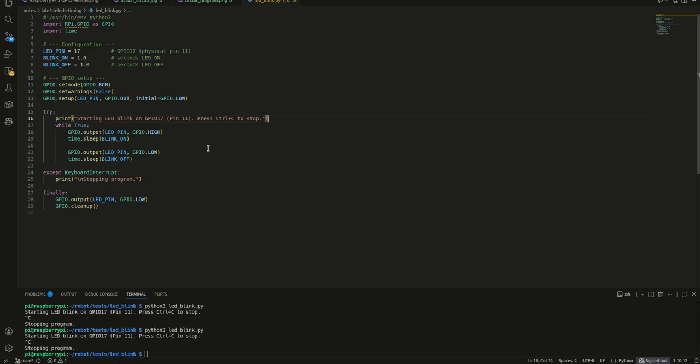Setting the output to high applies voltage. Setting it to low removes that voltage. You can see here, we set it to high. Here we set it to low.